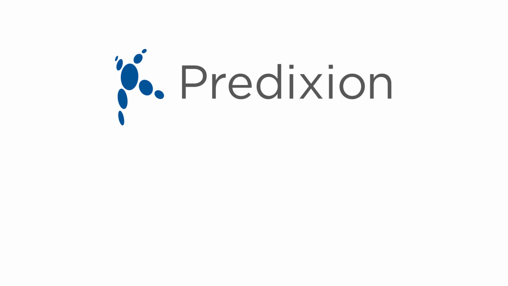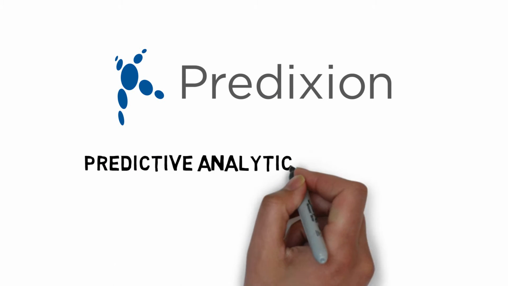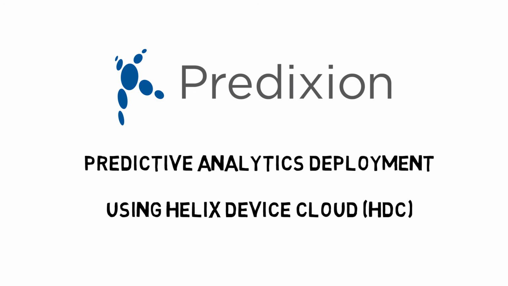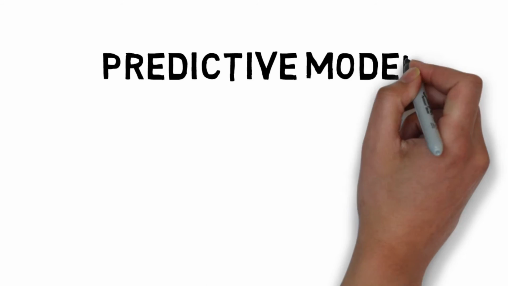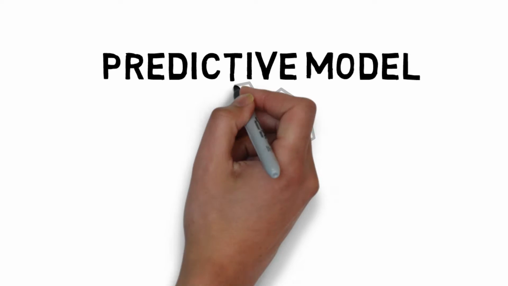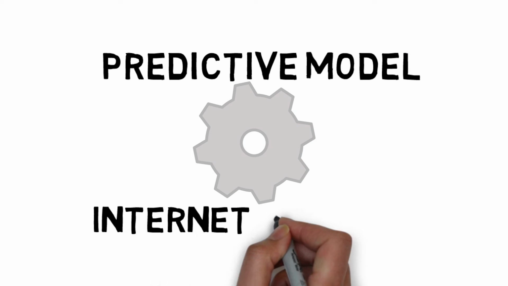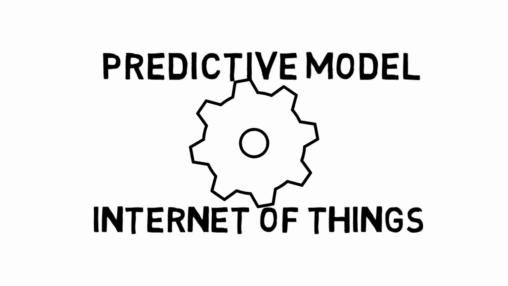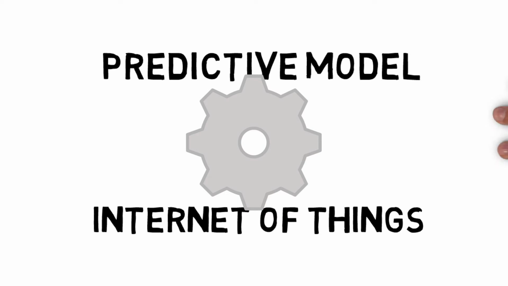I'm going to show you how you can use Predixion Software to deploy predictive analytics using Helix Device Cloud, or HDC. Predixion offers an easy deployment tool that empowers the users to deploy a predictive analytics package to a device. This helps you take the power of predictive analytics to Internet of Things without the need for complex operations or costly development.